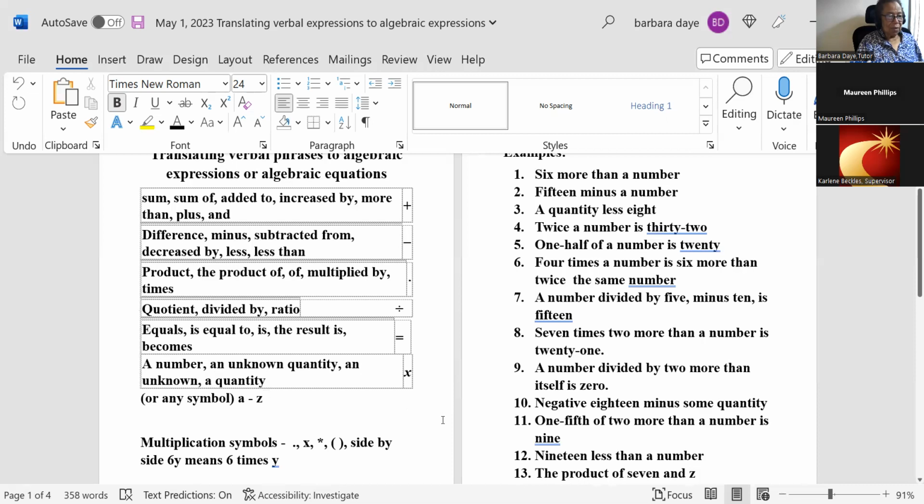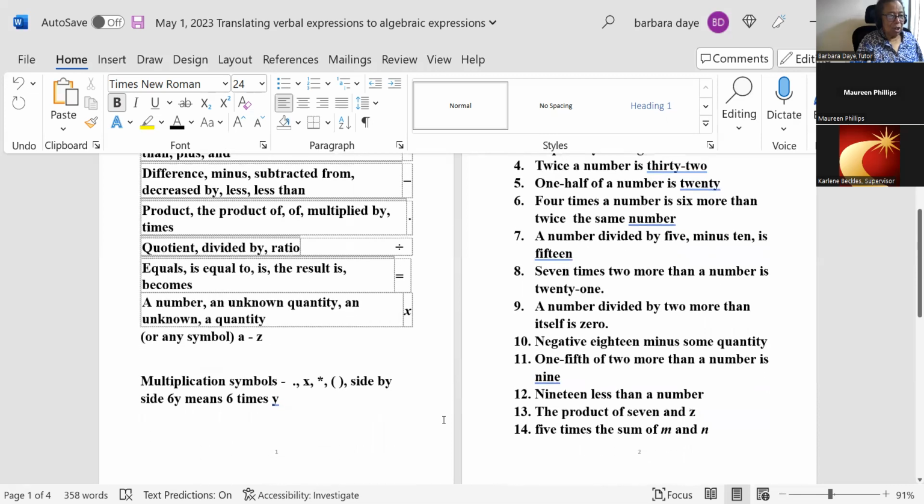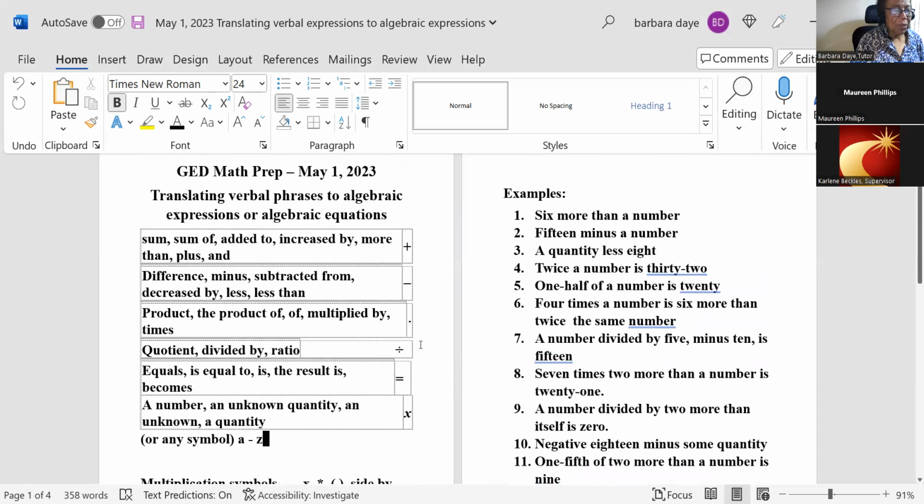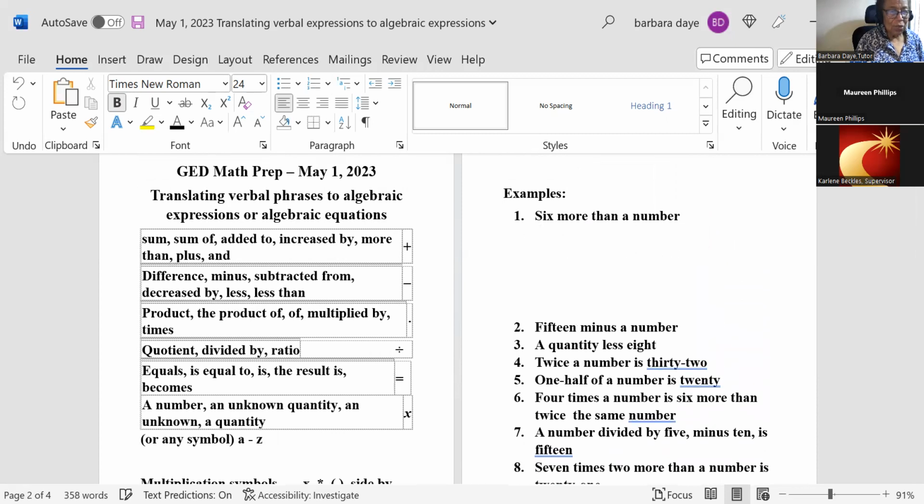A number, an unknown quantity. All right. Now, Maureen, are you clear on the symbols? Well, I'll be sending you this anyway. You can go back and review it. Now, we want to do some examples. I think you know these, right? So let's just do the first one.